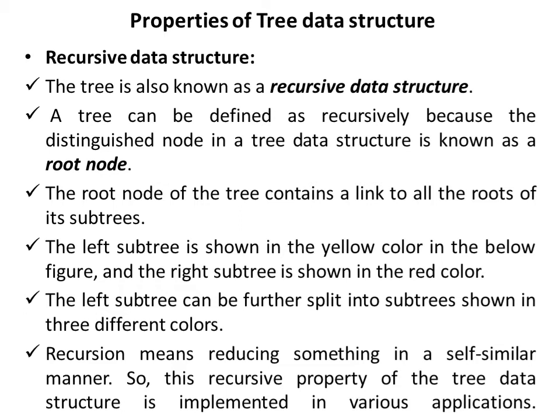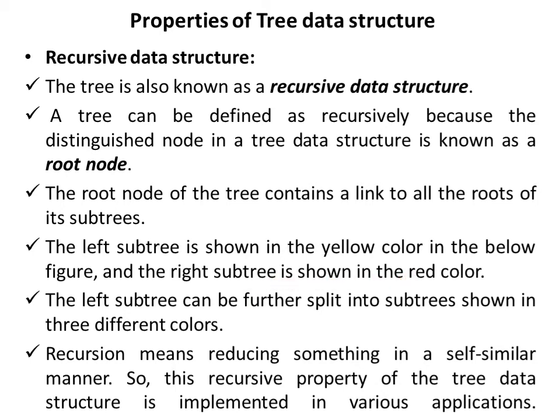Then what are the properties of the data structure of the trees? Recursive data structure. A tree is also known as a recursive data structure, and a tree can be defined as recursive because the distinguished node in a tree data structure is known as the root node. Then next, the root node of the tree contains a link to the root of its subtrees. Then the left subtree is shown in the yellow color in the below figure. Next upcoming slide I am showing, and the right subtree is shown in the red color.